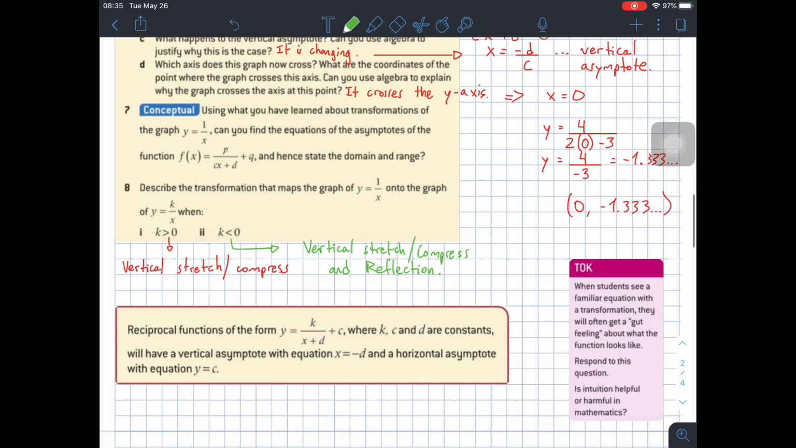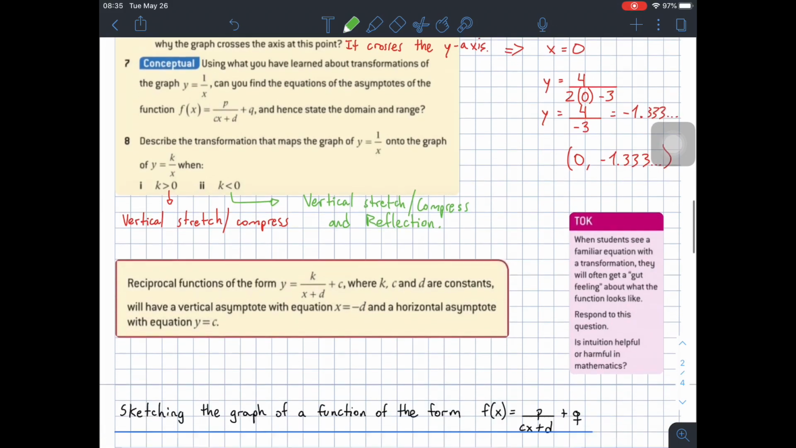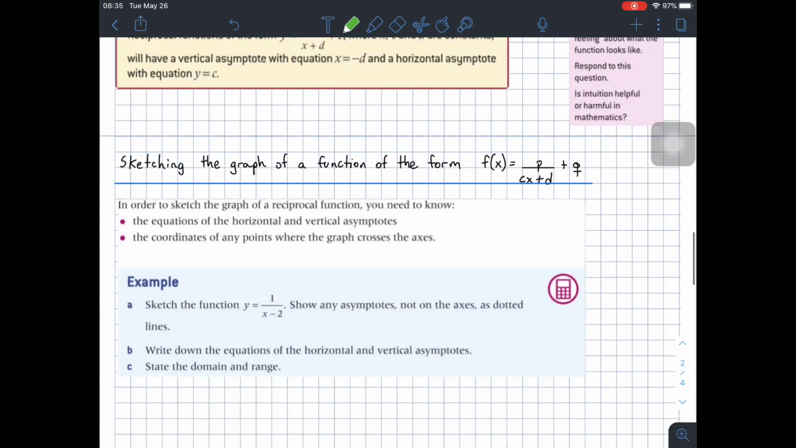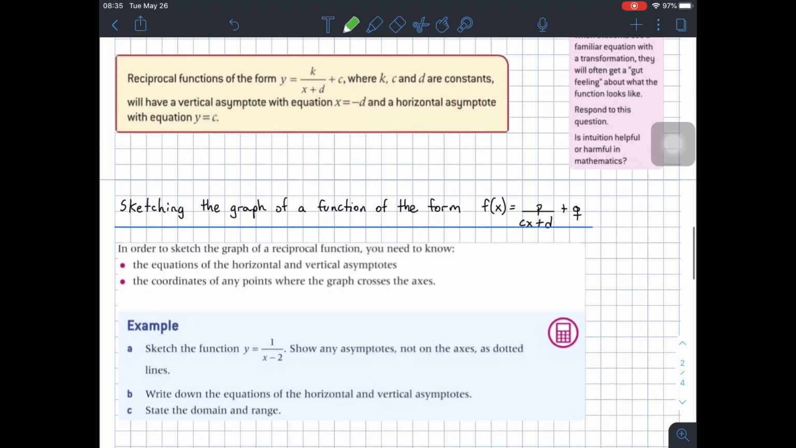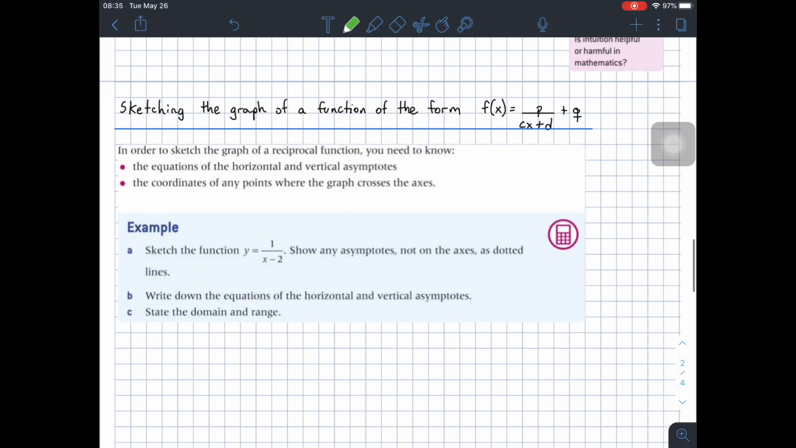Okay, so that will be it for today's class. I don't want to make this too long. We still have to see a rule to sketch. Actually, this is very short. I'm going to do this quickly because it's short.